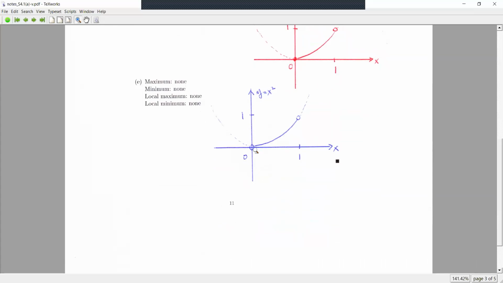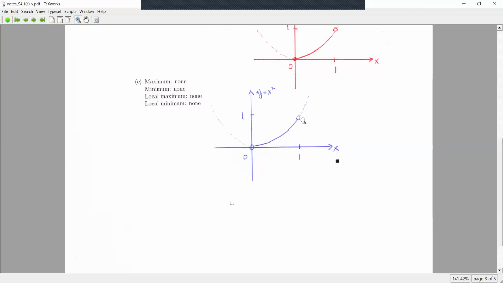This is the corresponding portion, excluding the open dot at the left endpoint and the open dot at the right endpoint. So the answer is no maximum function value, because this point is not part of the portion that we are considering. Minimum: this point is a minimum, but not part of the portion that we are considering. So the answer is no minimum function value.